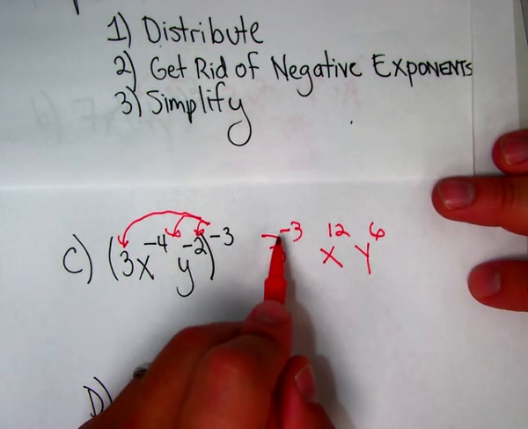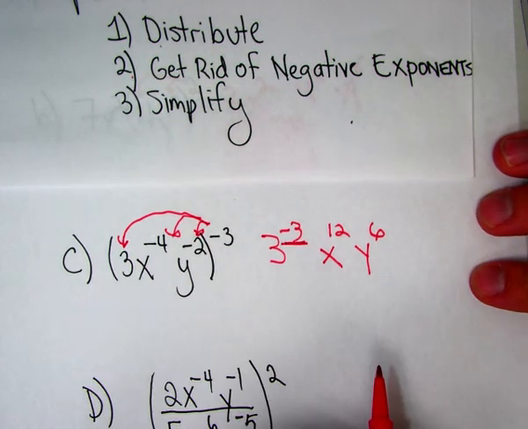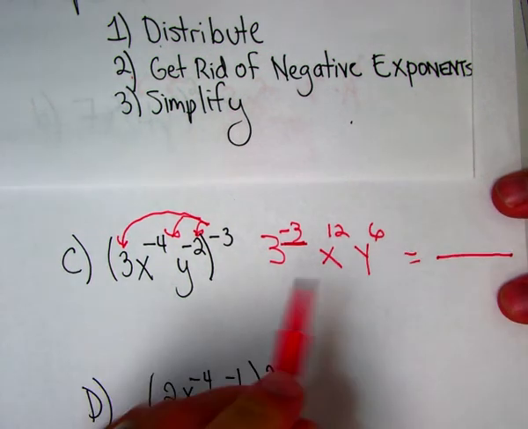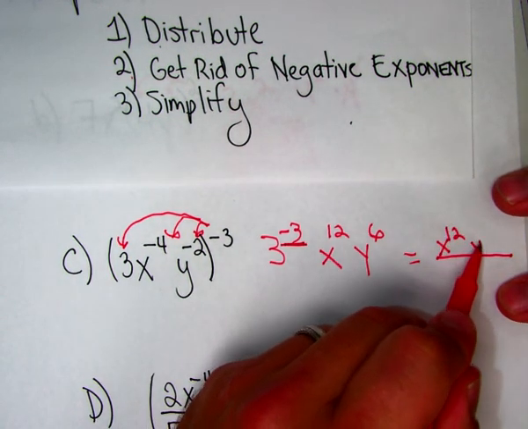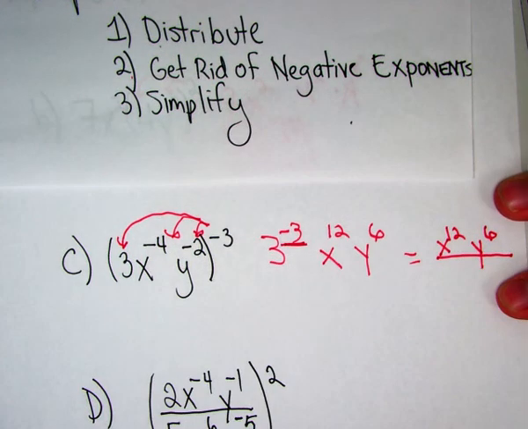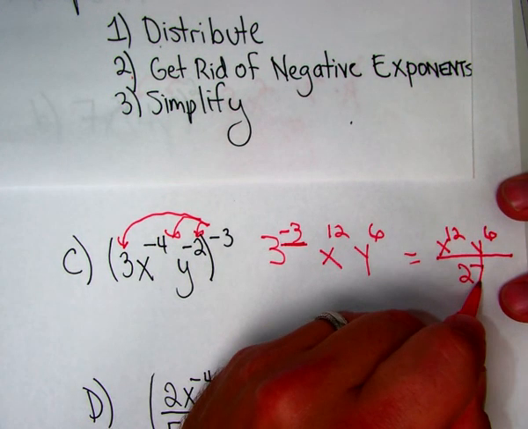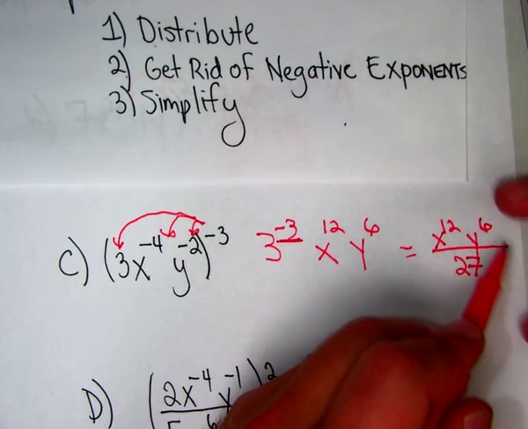Now, in step 2 it says get rid of a negative exponent. We have a negative exponent here. So what we're going to do is rewrite this so that negative exponent gets bumped down to the other side. So we have x to the 12, y to the 6. And then 3 to the negative 3 is going to become just a 27 down on the bottom. Because that's 3 to the third when we move it to the bottom, and 3 to the third power is just 27. So this is our final answer.